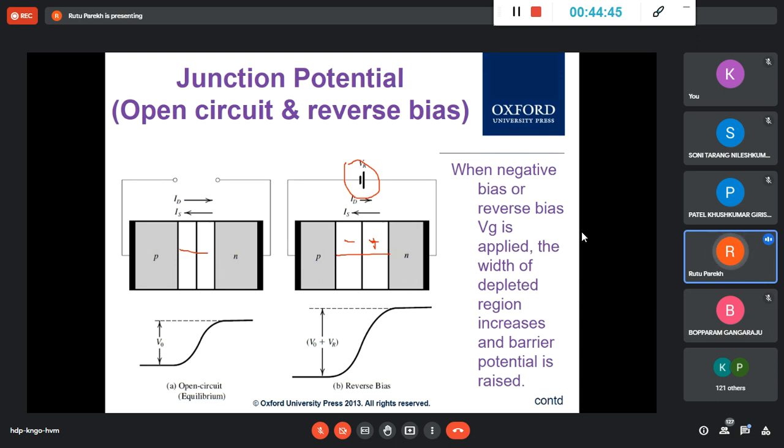But here, because this has increased, it is like a wall which has gone even thicker. It is hard for the electrons and the holes to cross, and vice versa. So there will hardly be any flow of electrons. This is known as reverse bias, where no current flows.